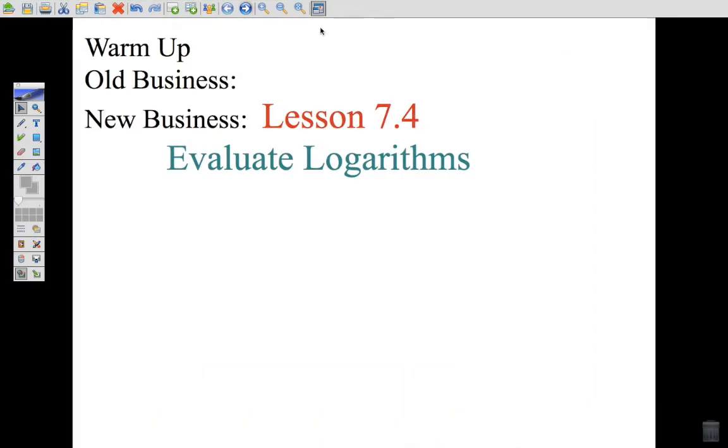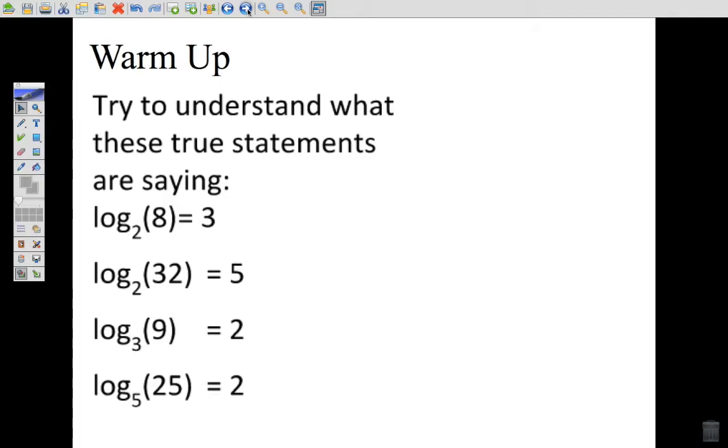Today's lesson is day 1 of 7.4. Evaluate logarithms. Take a look at the warm-up. Even though we have not learned anything about logarithms or logs, look at each of these statements and see what you think would be true. Look at the numbers and see if you could come up with some equation using those numbers that would be a true statement.